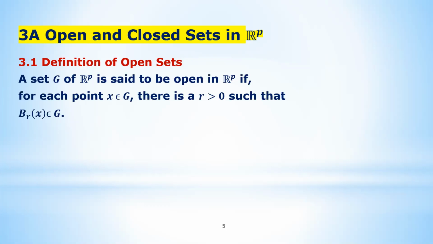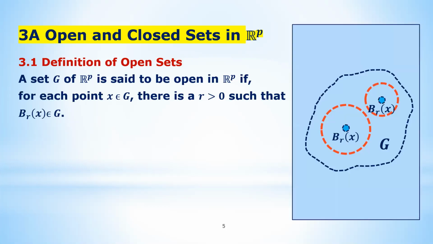So in other words, this means that G is a neighborhood. G is a neighborhood for every point in G. Okay. So I can show a picture again. You can see a blue set G is the set I talk about. Okay. So you can see all the boundary points are removed here.